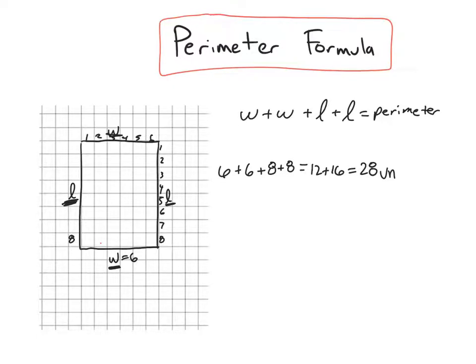Looking at this perimeter formula, we can simplify it in a way by combining the width and the length together.